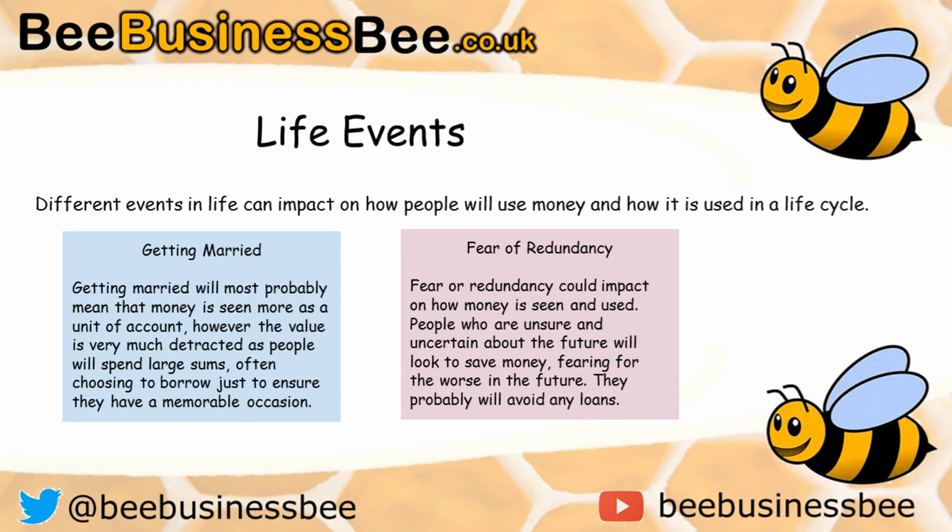Fear of redundancy, for example. If you've got a fear of redundancy or any form of uncertainty, a fear of redundancy could impact on how money is seen and used. So, for example, if people are unsure about the future, then they might look to save money. And they could do that because they're fearing the worst. And again, that could potentially adjust how people feel in that life cycle.